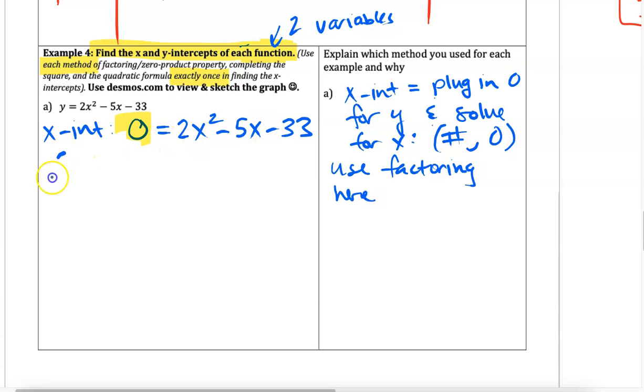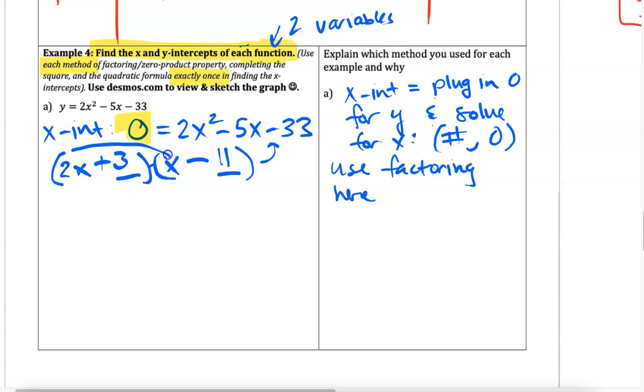So I'm going to see if I can find two things that multiply to equal this expression. So I'm going to try 2x and x to get my 2x squared. And then for 33, I'm going to do 3 and 11. So when I do 3 and 11 and I FOIL it out, I'm going to make this one negative and this one positive. I get 2x squared minus 22x plus 3x. I realize, nope, that's not going to work because that's going to add to negative 19, not negative 5.